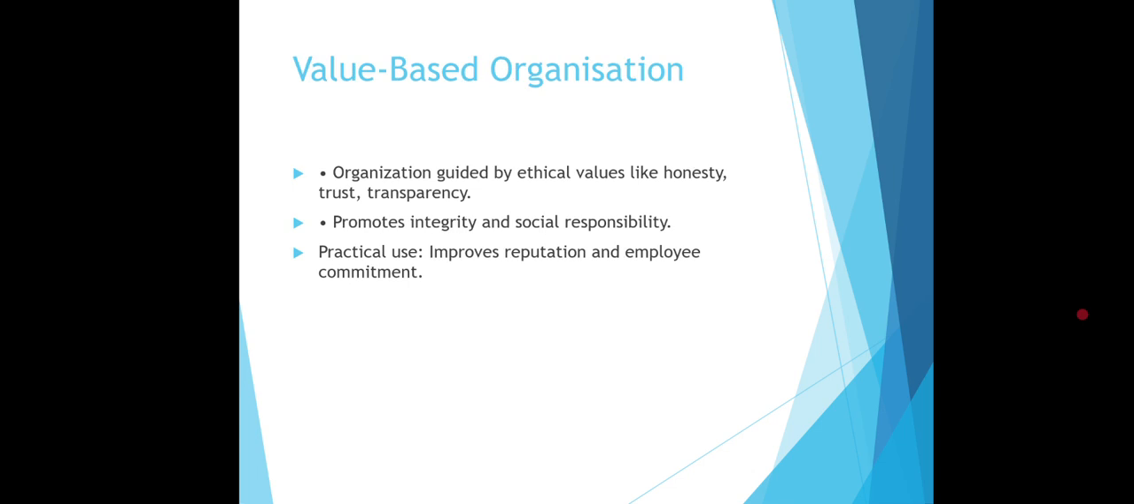Okay, next we have value based organization. Basically, it is an organization that operates based on core human values like honesty, trust, and compassion. The features of a value based organization are ethical leadership, employee empowerment, and sustainable success. So why do we need to study the value based organization? Because values create a positive and trustworthy work culture. So that's why we need to study this. As for the practical use, it is used in building long term employee commitment and public goodwill.